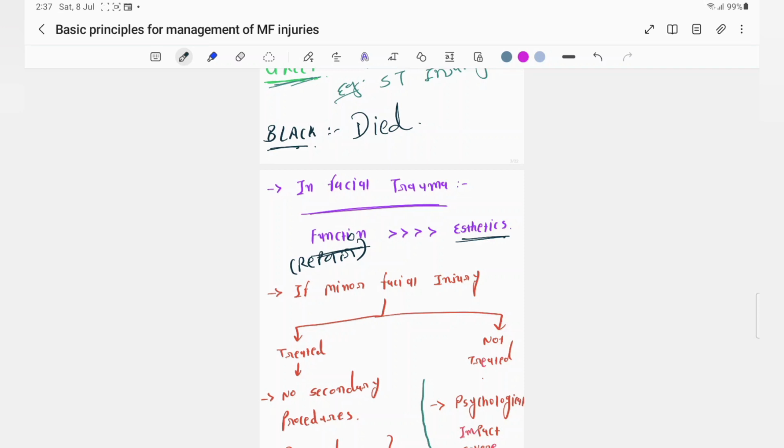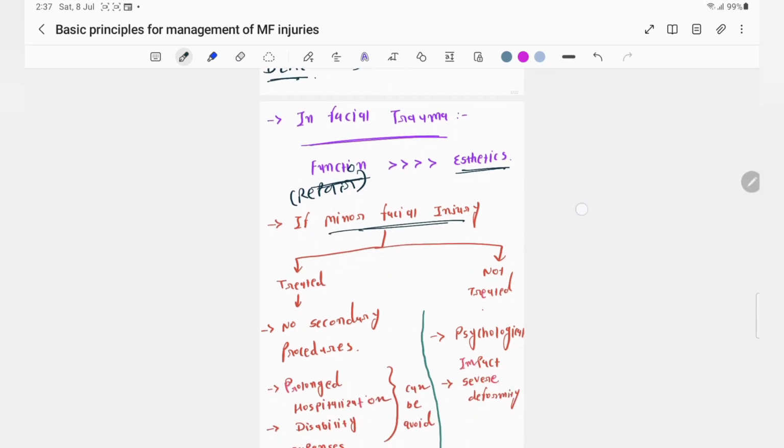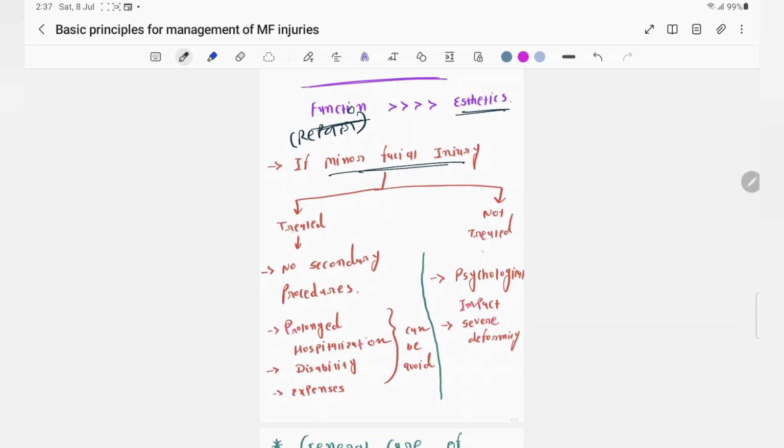Then if any minor facial injury is present, the doctor has to decide whether to treat it or not. If a minor facial injury is treated, then no secondary procedures are required, right? No prolonged hospitalization, no disability, no expenses, because we have to think about all those things that the patient can think, right? Because we have to think about the patient's economical side as well. So we have to go for treatment of any minor facial injury at that time only, right?